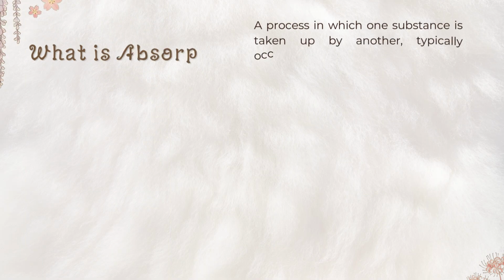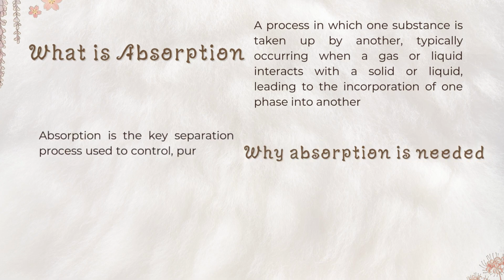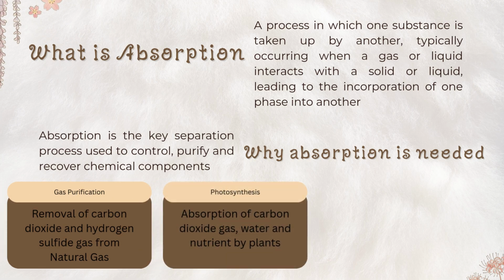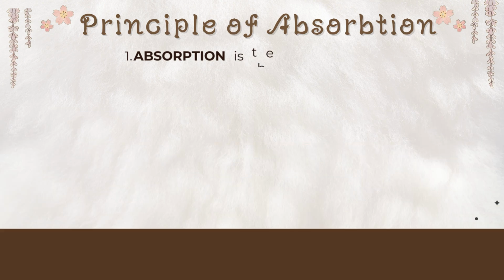Absorption is a process where one substance is taken up by another, usually when a gas or liquid comes into contact with a solid or liquid and gets incorporated into it. It's an important separation process in chemical engineering because it helps control, purify, and recover valuable components. For example, in gas purification, we use absorption to remove CO2 and hydrogen sulfide from natural gas. In nature, plants use absorption to take in carbon dioxide, water, and nutrients for photosynthesis. Another example is ammonia hydrolysis, where ammonia reacts with water to form ammonium hydroxide. These examples show why absorption is essential in both industry and natural processes.